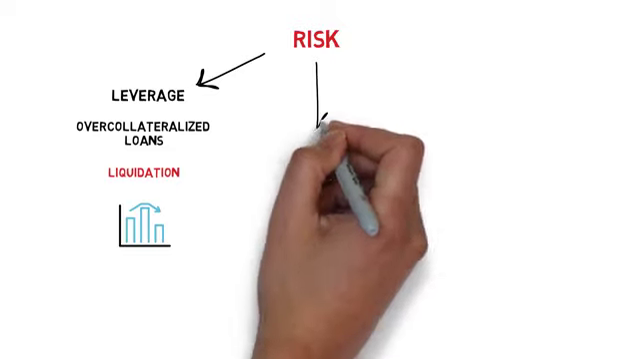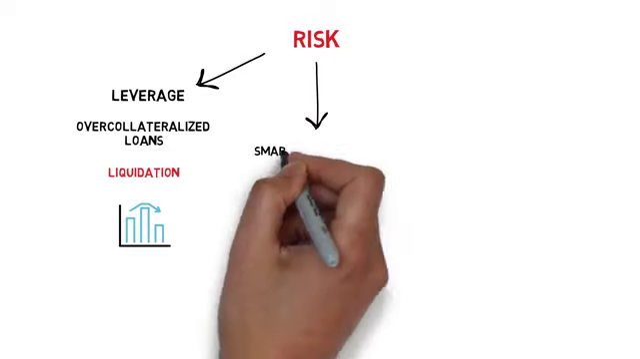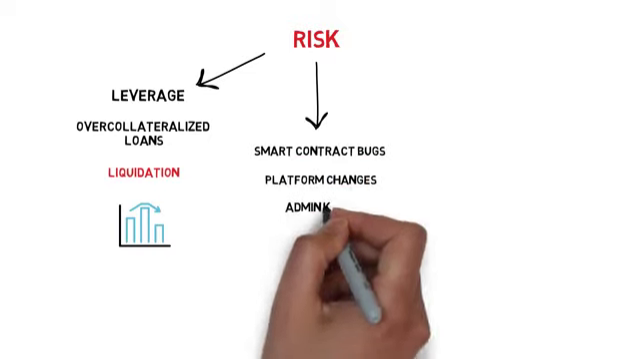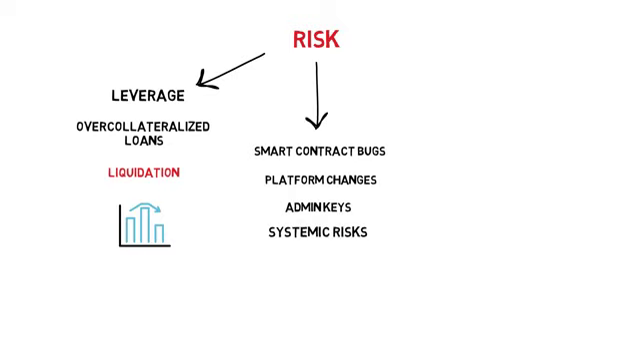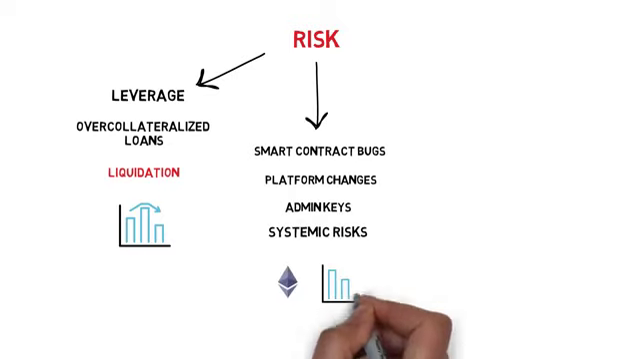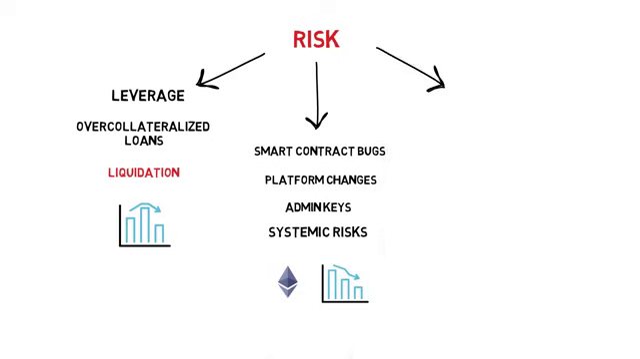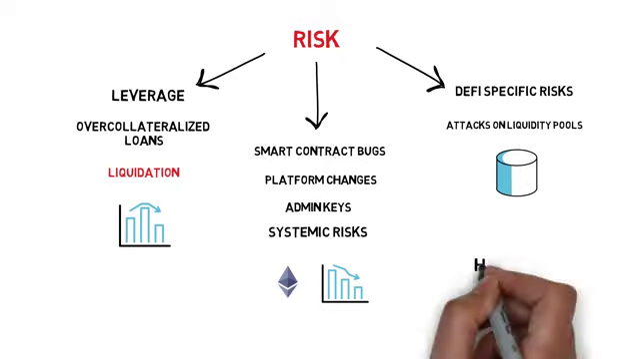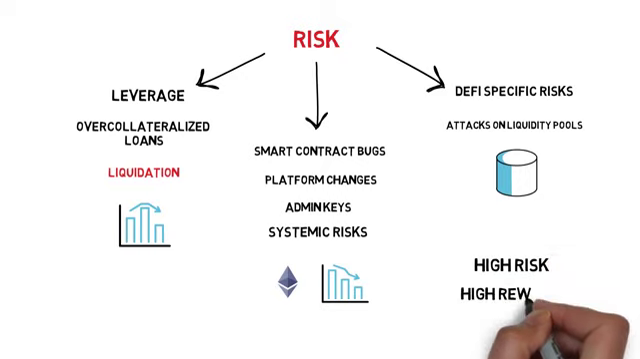Besides the liquidation risk, we have our standard smart contract risks like bugs, platform changes, admin keys, and systemic risks, for example, Ether sharply losing its value. On top of that, we have a few new attack vectors specific to DeFi, for example, attacks that aim at draining certain liquidity pools. All of these risks put together are yet another reason why yield farming returns are so lucrative. It's a high-risk, high-reward game.